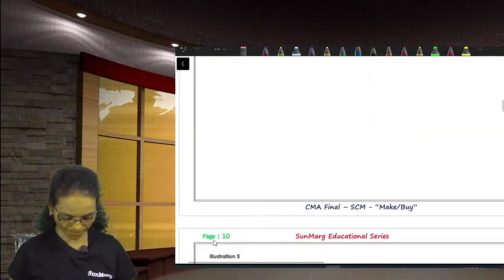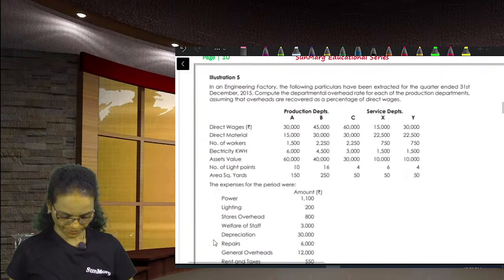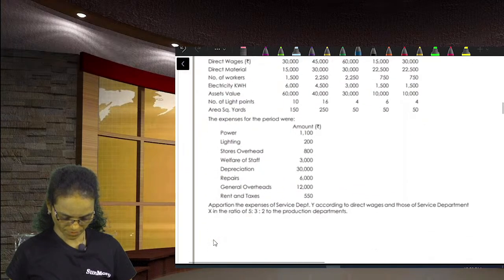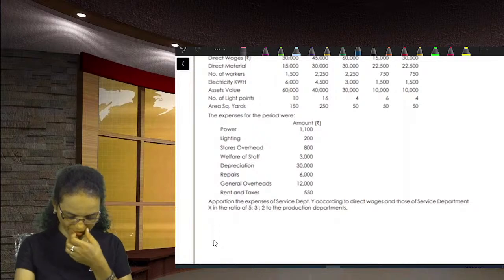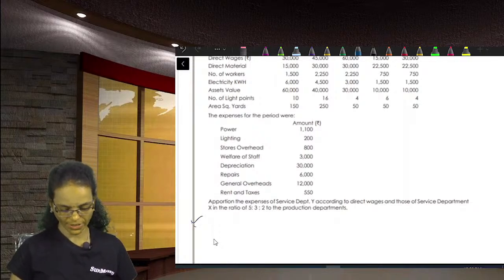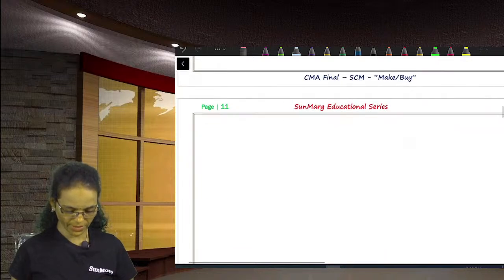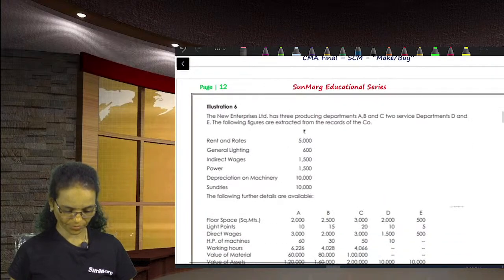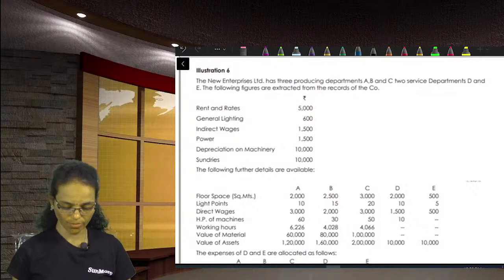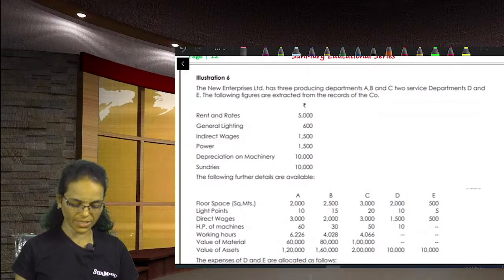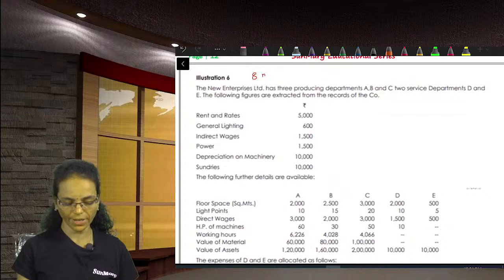Next problem. This type of problem we have already done, so you can do it. Fifth problem, you can do it. Sixth problem is actually an important problem for both CA and CMA students, for 8 marks. You can expect this question for 8 marks.